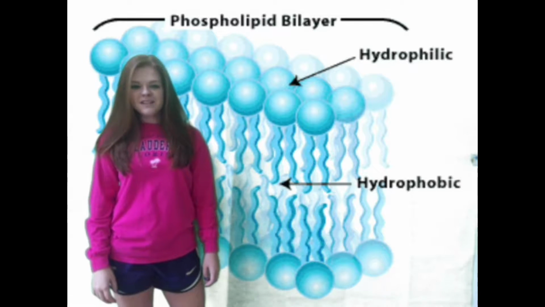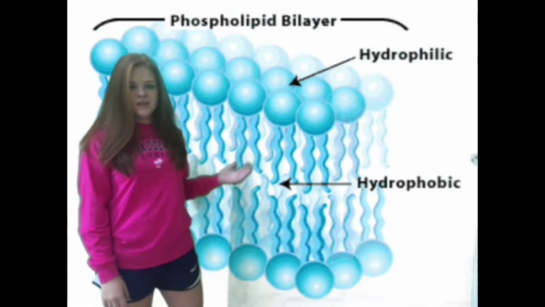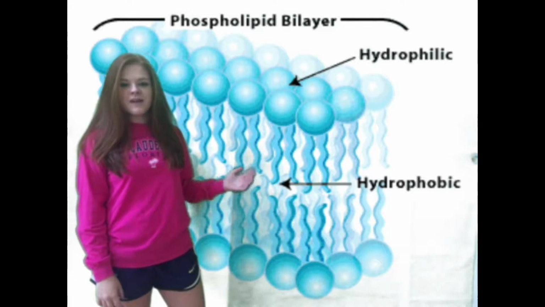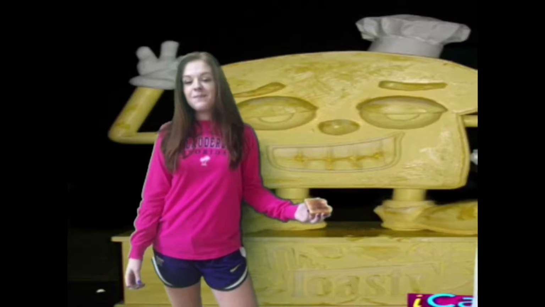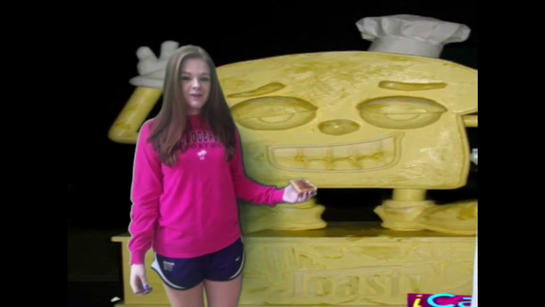The cell membrane is made up of a double layer of phospholipids. Each phospholipid has a hydrophilic head and a hydrophobic tail. The cell membrane only allows lipid-soluble substances to pass through it.